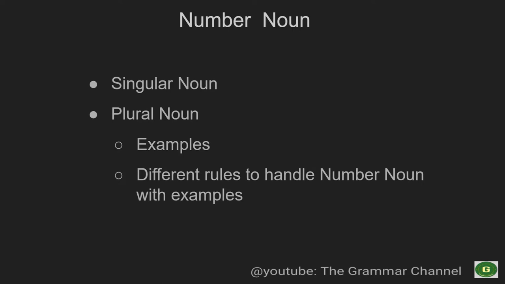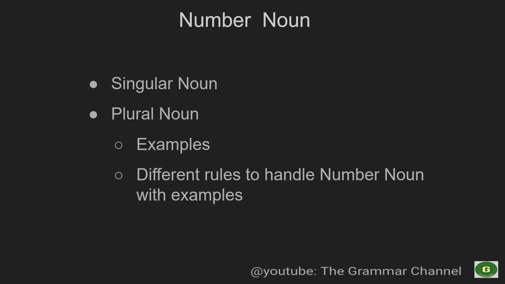Rule number 1, the first rule. When a singular noun ends with a y after a consonant, we remove the y and add ies. We call it cut y, add ies. I'll give you some examples. City, C-I-T-Y, is a singular form. Cities, C-I-T-I-E-S, is the plural form.